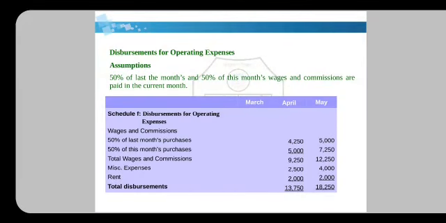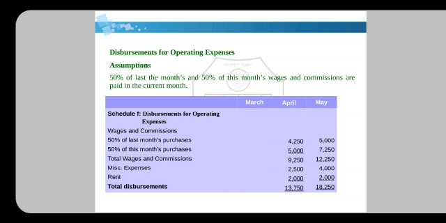So 50% of last month's and 50% of this month's wages and commissions are paid in the current month. We know the purchases of April and May, so we can calculate 50% of it. That will be 4,250 and 5,000. 50% of this month's purchase, we know this month's purchase also from the last slide. So it will be 5,000 for April and 7,250 for May. Total wages and commission, that also we know, that are 9,250 for April and 12,250 for May.